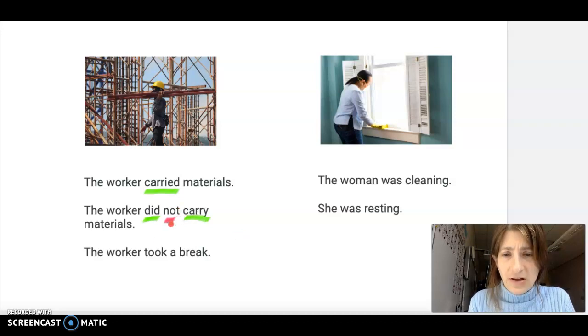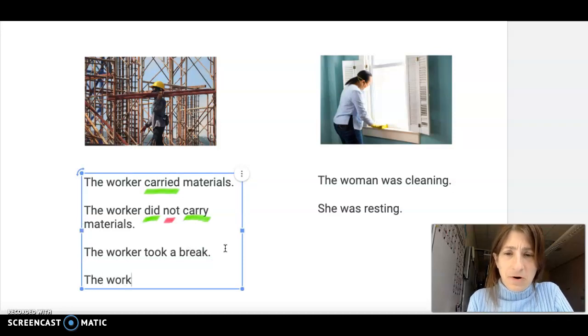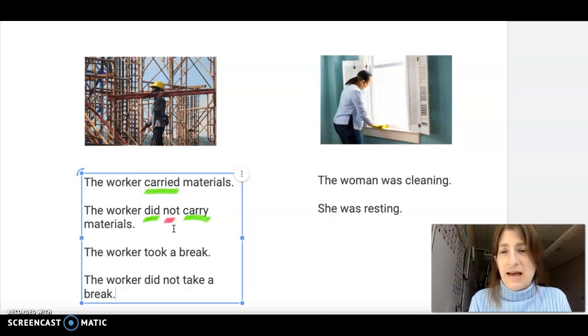I could do that as well with the worker took a break. If I would change that one, it would be the worker did not take a break. Again, I have my word did, my word not, and the word take I had to change from the past back to its regular form of take instead of took.